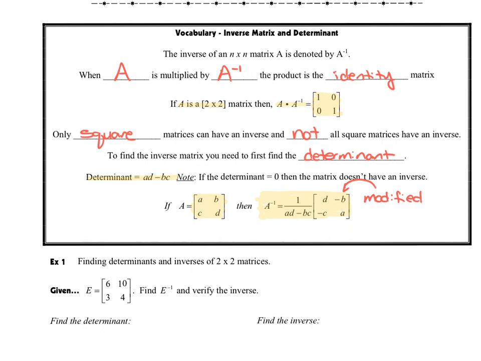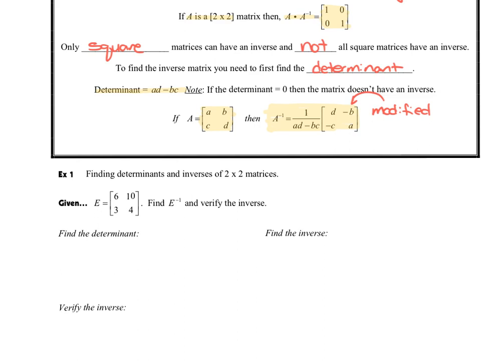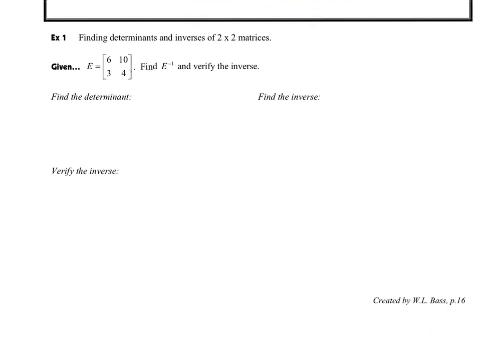So let's jump into an example here of how this whole process would work. First thing that we would do is find our determinant. So remember, that formula is A times D minus B times C, and then you have to remember where those are.